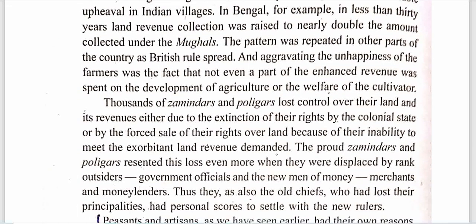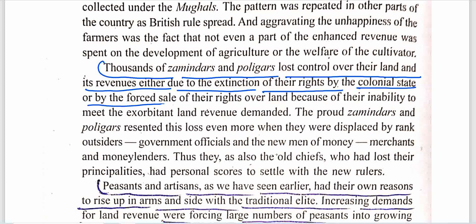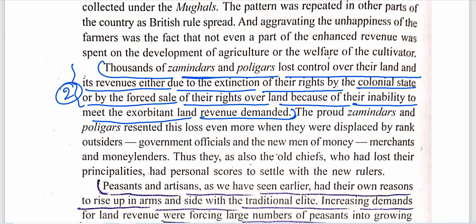Why were zamindars and polygars angry towards the British? Because they lost control over their land and its revenue, either due to extinction of their rights by the colonial state or by the forced sale of their rights over the land because of their inability to meet the exorbitant land revenue demanded. So this can be another reason why zamindars and polygars were angry towards the British. This can be added as the second point.